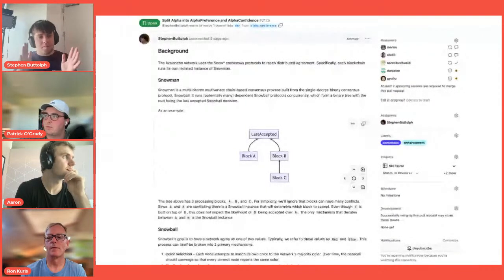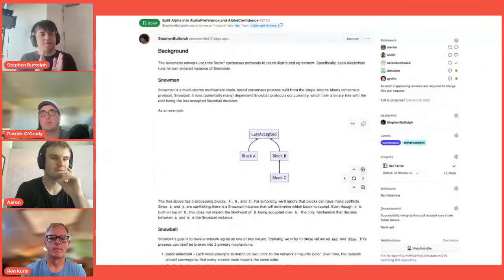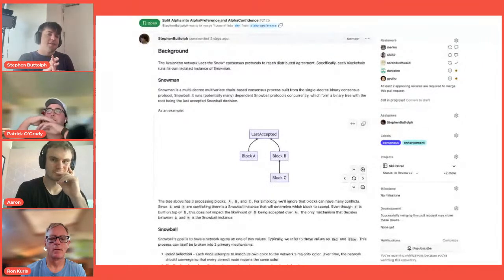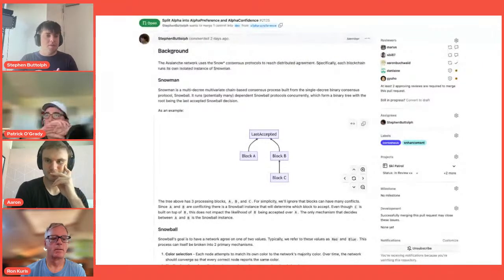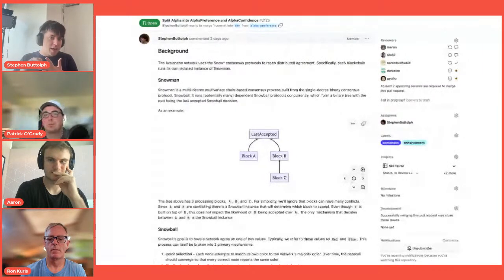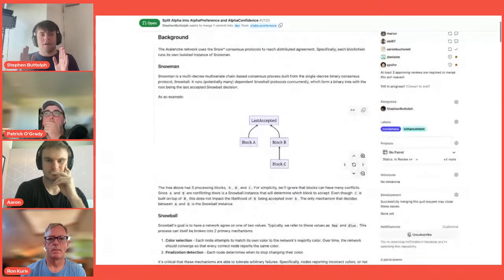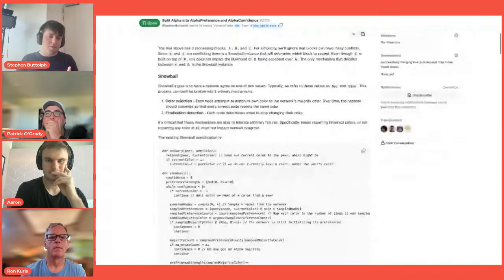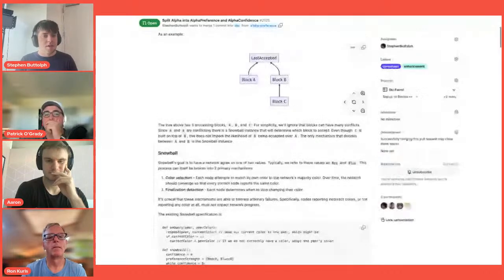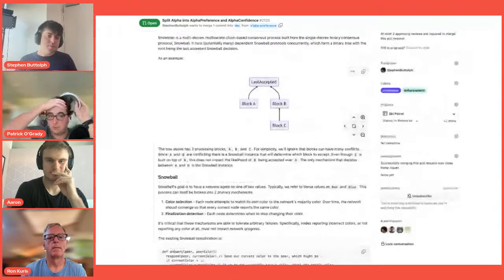The current parameterization of Snowball has a bunch of parameters, but the key ones are the number of nodes in the network, the sample size, which is K, alpha, which is essentially the quorum size, and then beta, which is the number of consecutive rounds required in order to terminate. Those are the four major values.